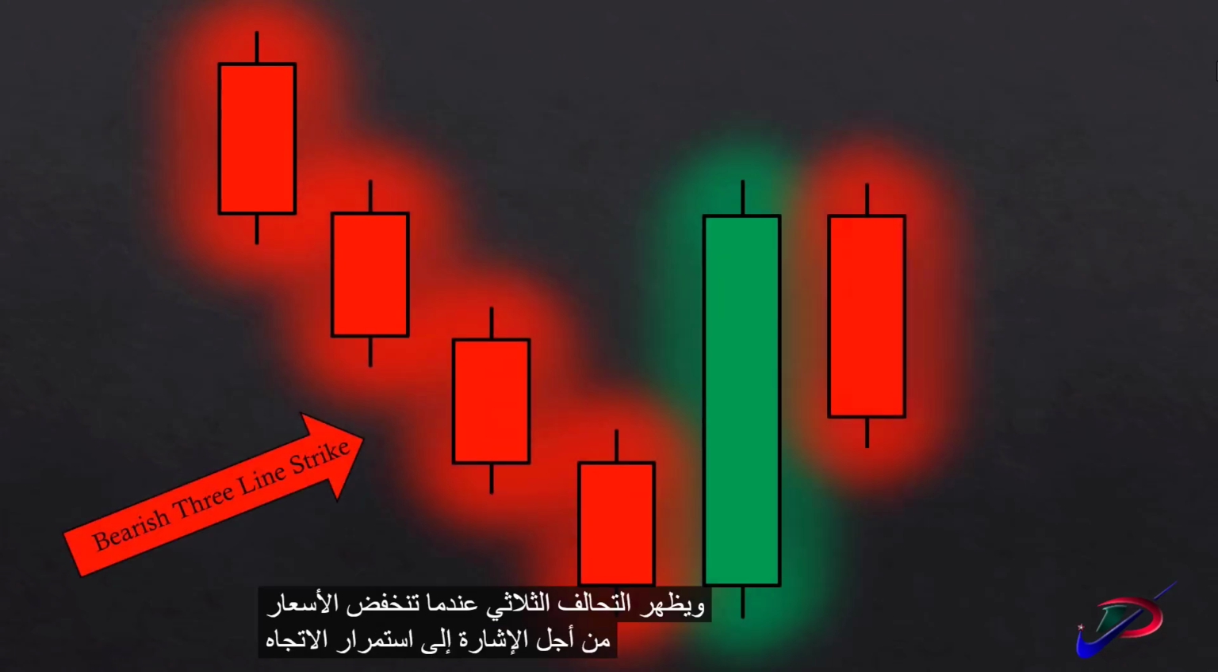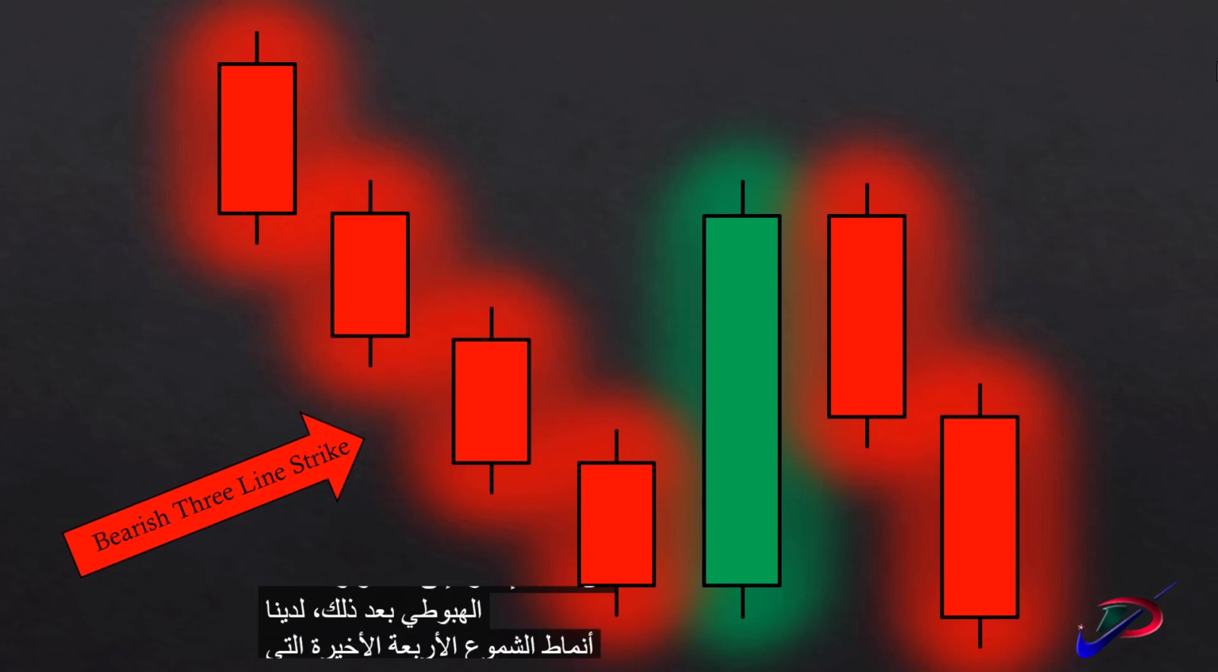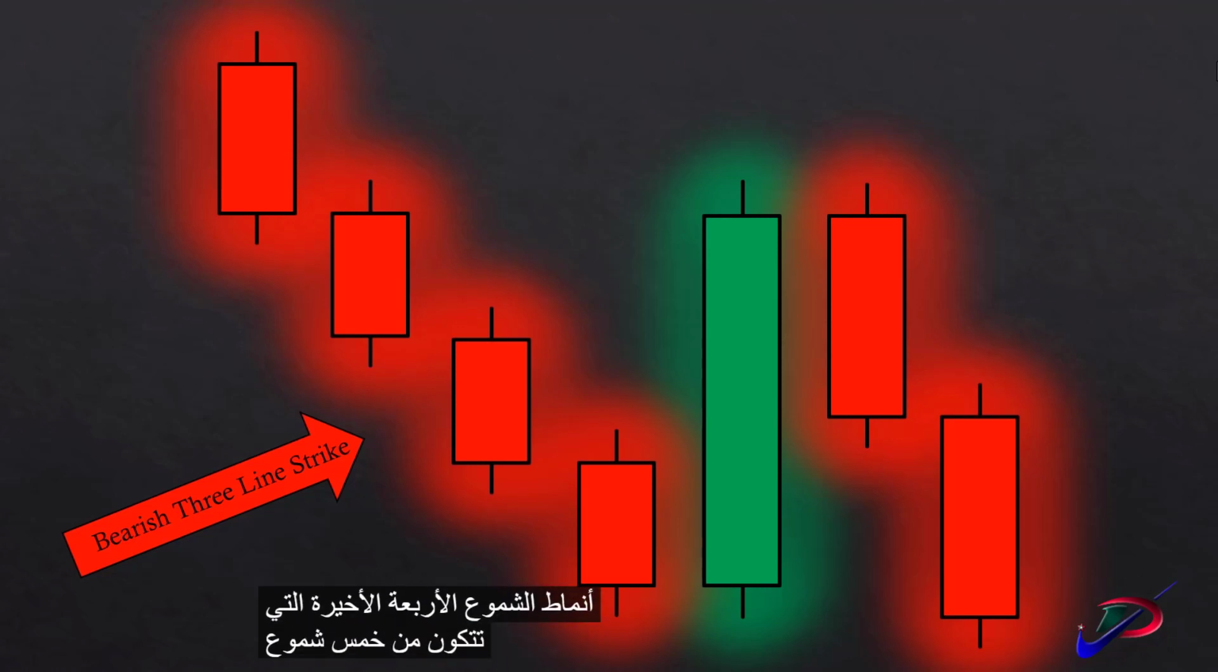The bearish 3-line strike appears when price is going down in order to signal a continuation to the downside. Next we have the final 4 candlestick patterns that are formed by 5 candles.